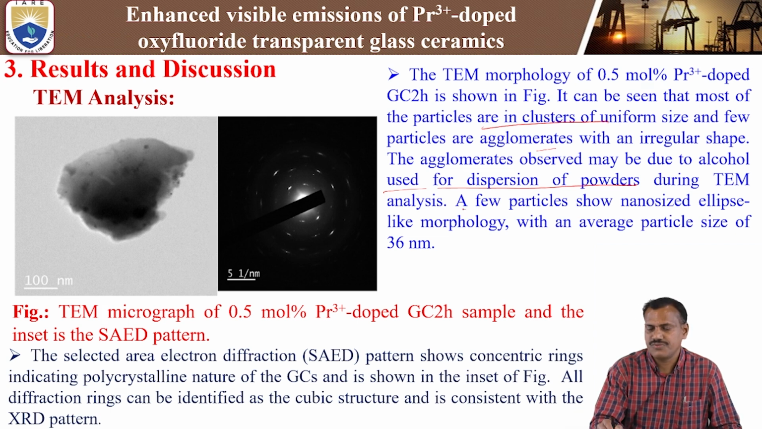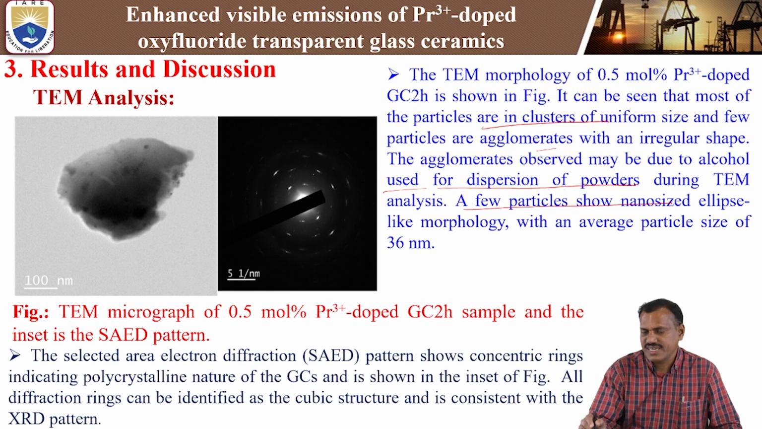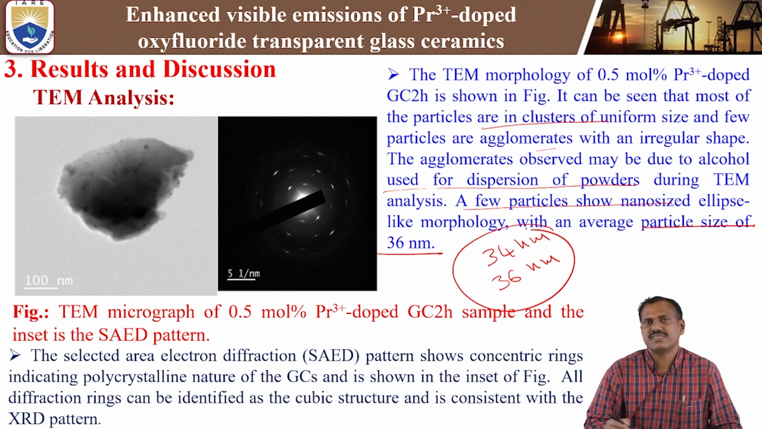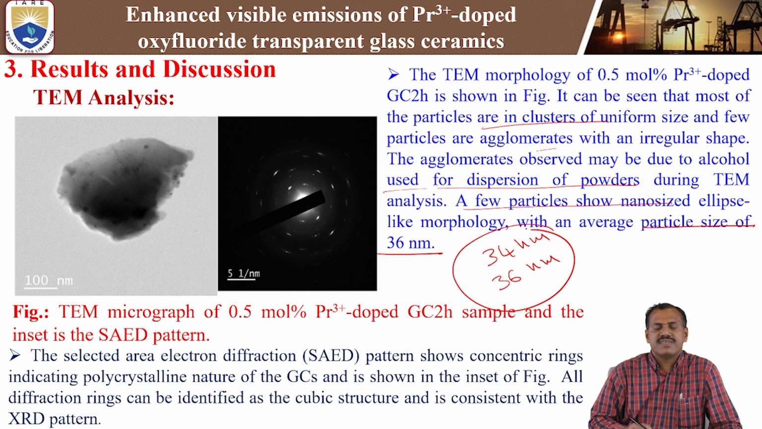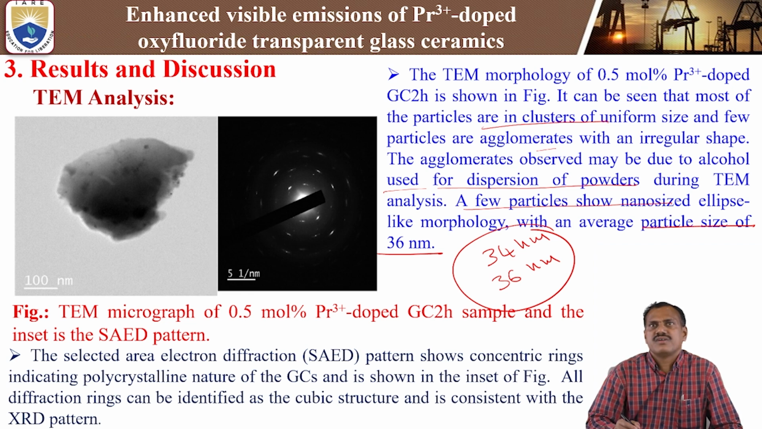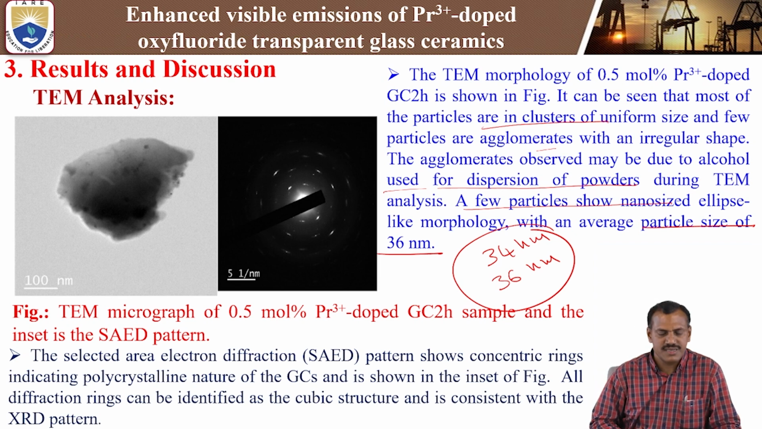In the TEM analysis, a few particles show nano-sized elliptical-like morphology with an average particle size of 36 nanometers. Theoretically, we get 34 nanometers from the XRD pattern; in TEM analysis, we get 36 nanometers. Almost both are similar, so the XRD profile and TEM analysis match well. So the particle size of the prepared praseodymium 3 plus doped oxyfluoride transparent glass ceramic crystals should be in the order of 34 to 36 nanometers. In that range only we are getting nano size.